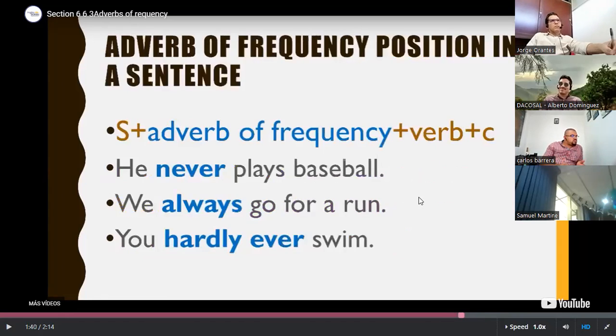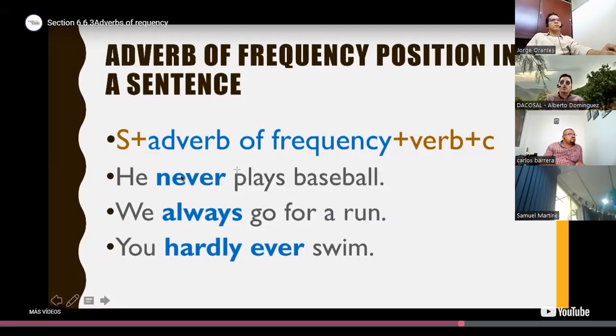Repasemos los ejercicios anteriores. Position of the adverbs. Okay, number one. Alberto, can you read number one, please? The first example. Okay, he never plays basketball. ¿Qué pasa con el verbo en este caso, in this sentence? What's going on with the verb? ¿Qué será? Plays is, bueno, the third person. Exactly. Es como que estuviéramos haciendo oraciones con el simple present tense, pero agregándole frecuencia.